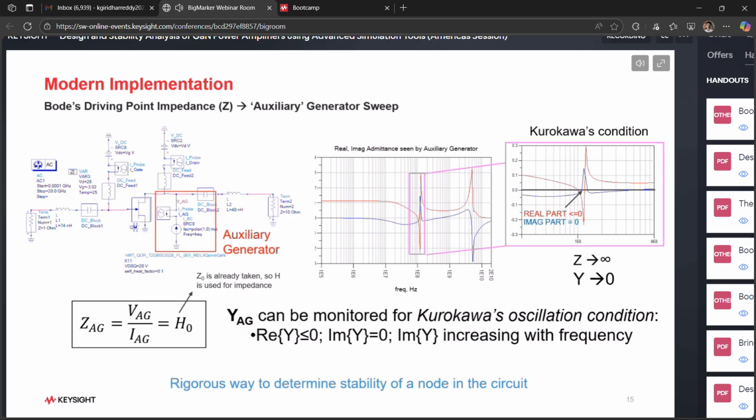However, the downside to this is that it only applies to the node that you're looking at. So it's a way to determine stability for just one node. So if you have a lot of nodes and a lot of active devices, you have to repeat this analysis over and over again to get a bigger view of your circuit.